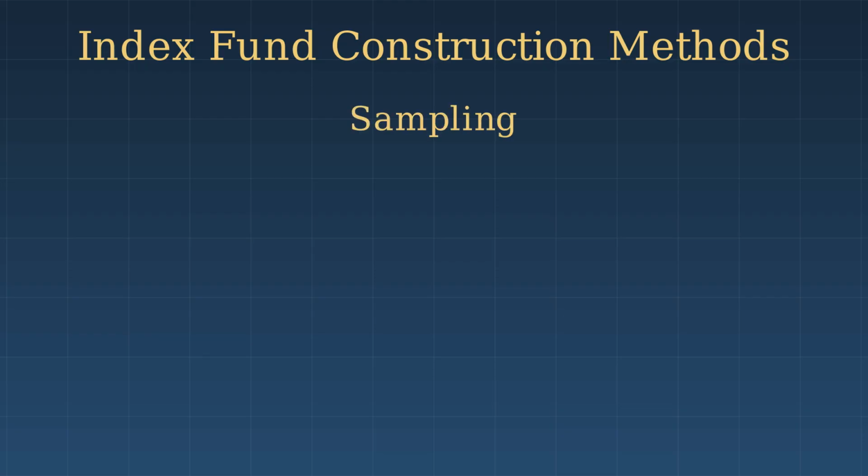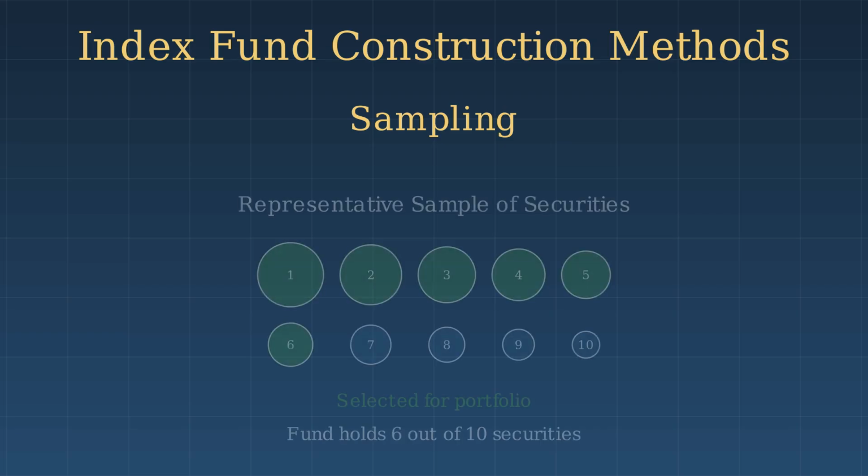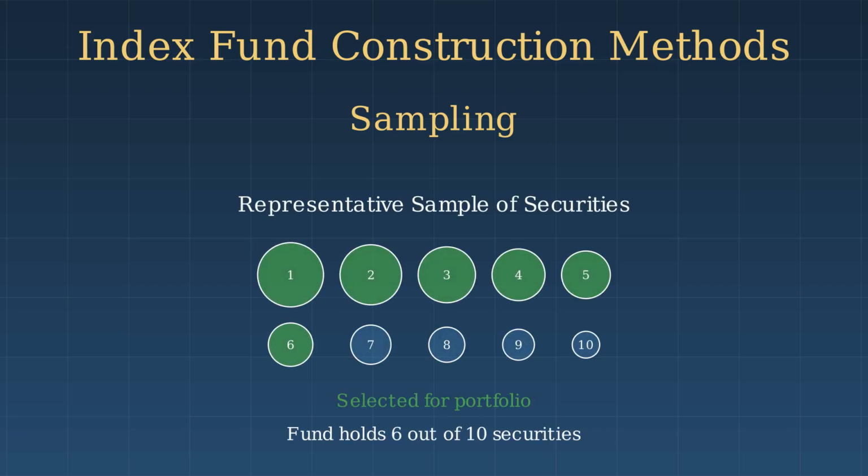The second method is sampling, also known as stratified sampling or partial replication. Sampling holds a carefully selected subset of securities that collectively mirror the characteristics of the entire index. This approach reduces costs while maintaining representative exposure. However, it introduces some tracking error and requires sophisticated statistical techniques to ensure the sample accurately represents the index. Sampling typically introduces a small tracking error compared to the benchmark, as seen in this performance comparison.